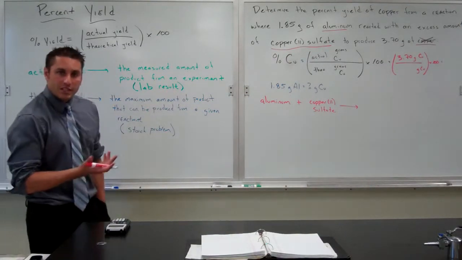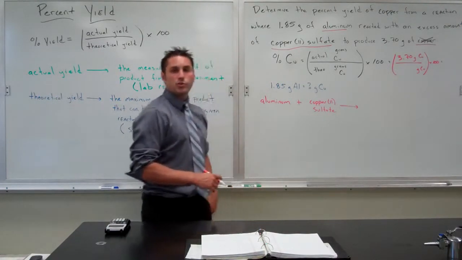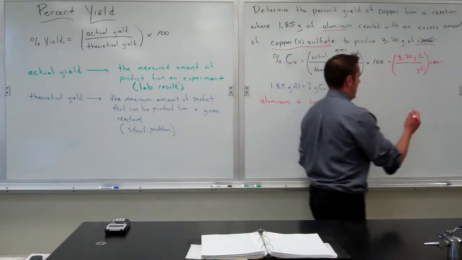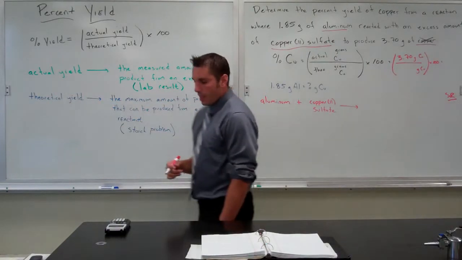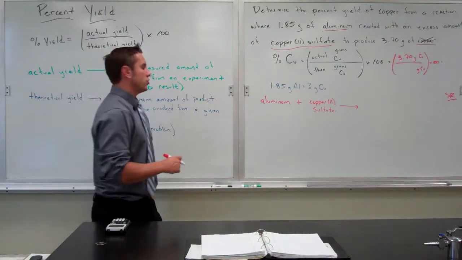So now I have to predict my reaction. So I take a look. Aluminum is an element. Copper 2 sulfate is a compound. Element plus a compound is always a single replacement. And then, according to what we learned last chapter, like charges should trade.